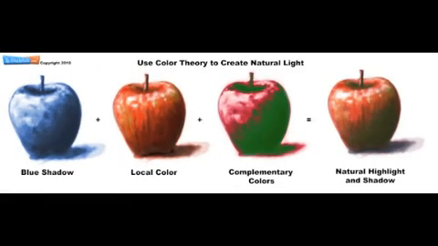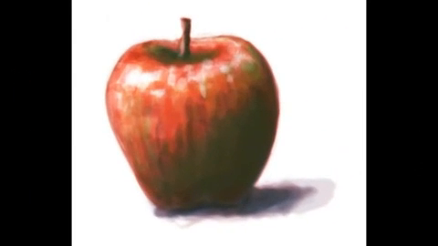Now, if we remember that shadow is naturally blue in hue, and the color that exists on the object is actually local color, and we apply the complementary colors to that as well, we create natural highlight and shadow in the objects that we are drawing and painting. So blue shadow plus local color plus complementary colors equals dynamic and natural looking highlights and shadows.